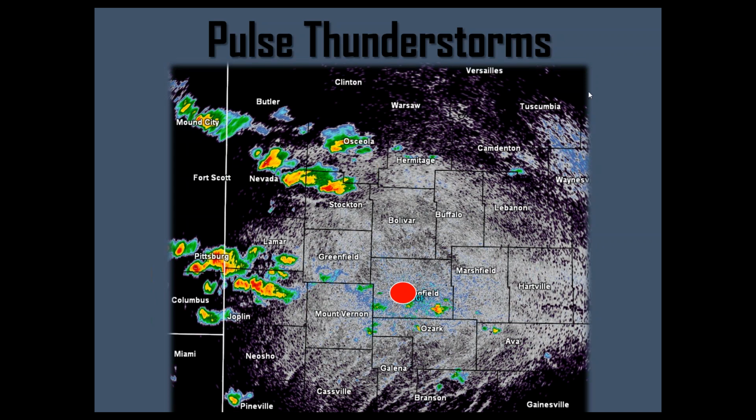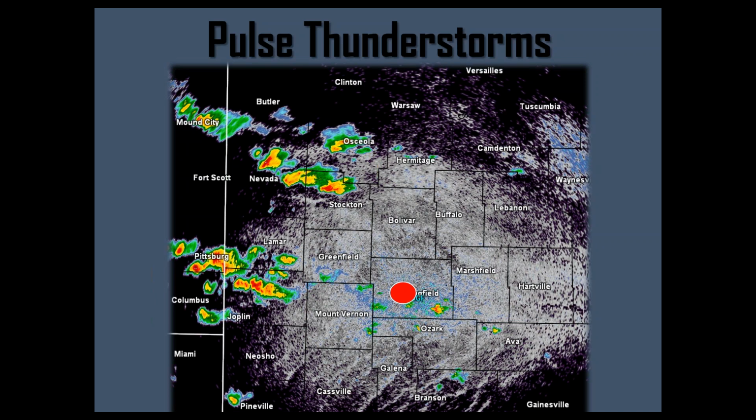Let's talk a little bit about pulse thunderstorms. Pulse thunderstorms are very typically slow moving. Generally, very small cells that form in the heating of the day, typically in summertime, but you can get them late spring and early fall, where storms bubble up in the mid to late morning and afternoon, rise up.